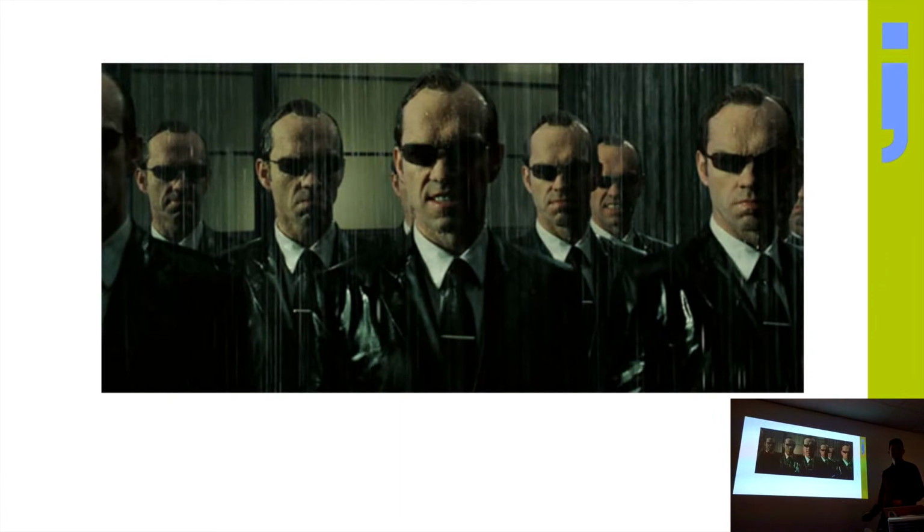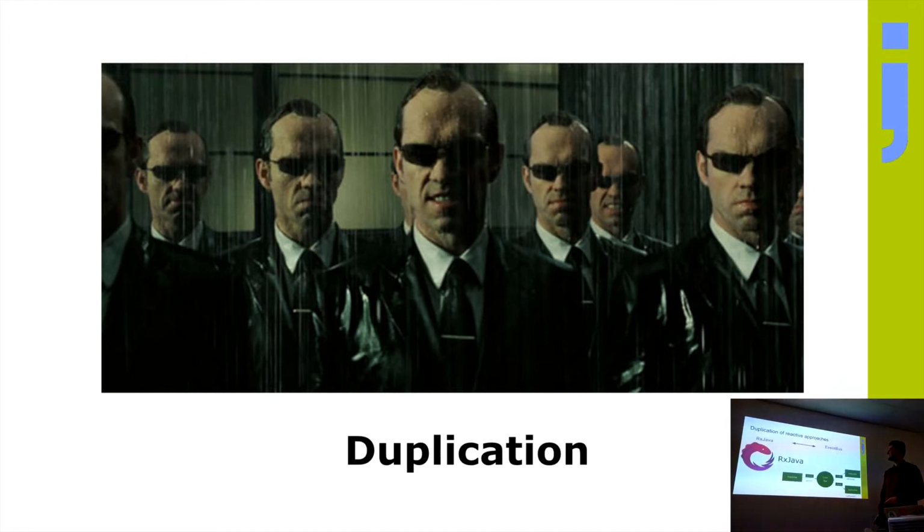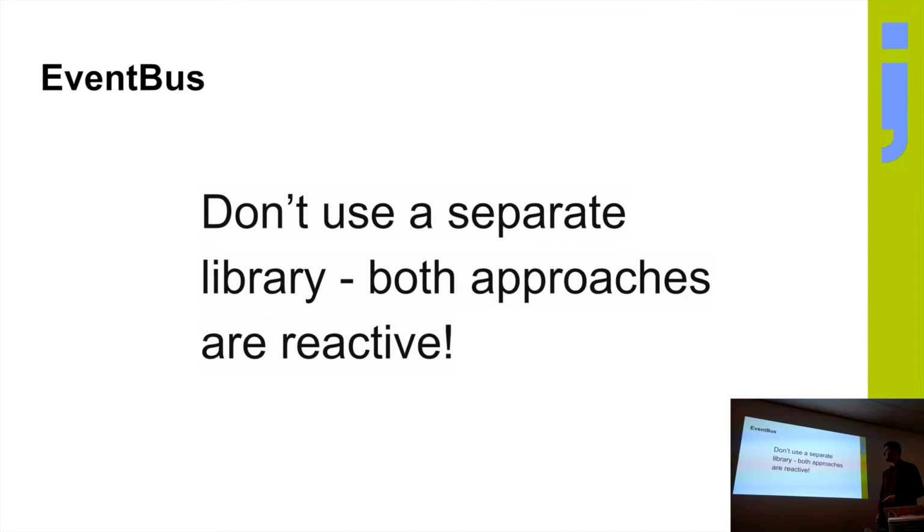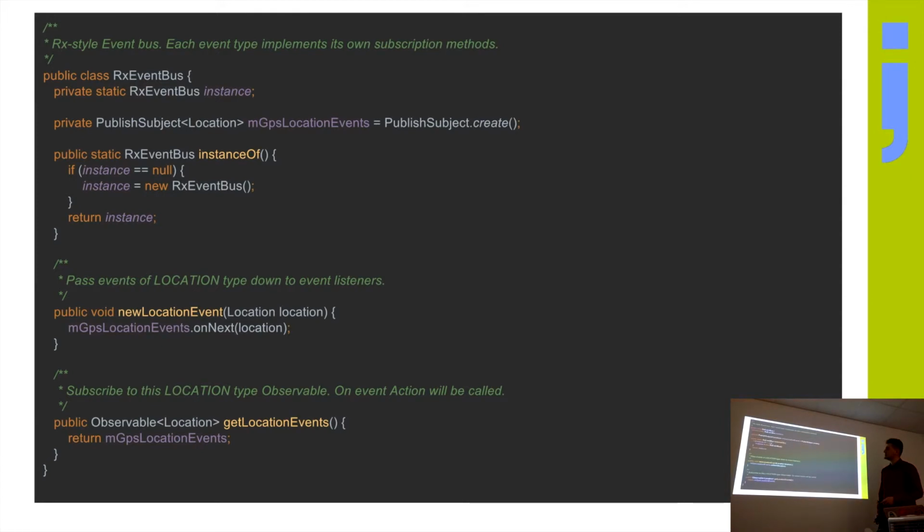What about duplication? Yeah, duplication. So that was part of the thing that I showed earlier. And yeah, I wouldn't want to duplicate reactive approaches. Taking into account RxJava and event bus, they are both in a way reactive because they react to change. In an event bus, you subscribe to events published by the publisher, so you can easily implement it with RxJava. I wouldn't use a separate library for that. And that's actually a couple of lines of code we used to implement our Rx event bus.